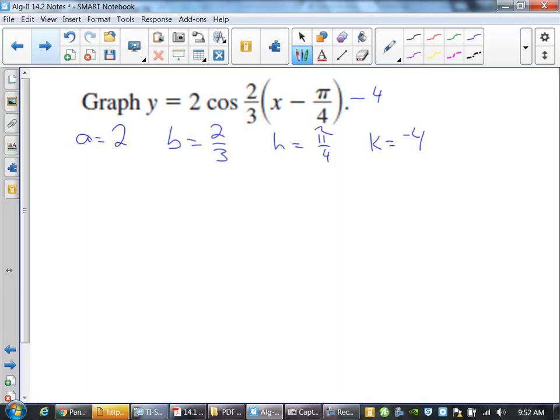So again, the first thing you're going to do is label your amplitude and find your period. Your amplitude is 2. Your period is going to be 2 pi over 2/3. So when you flip that, you get 3 pi. Okay, you get 3 pi when you're done with that.